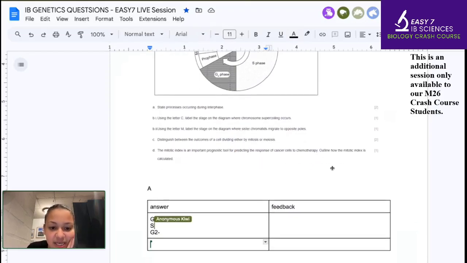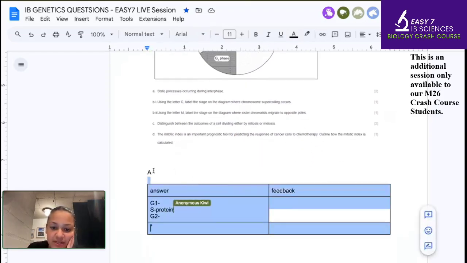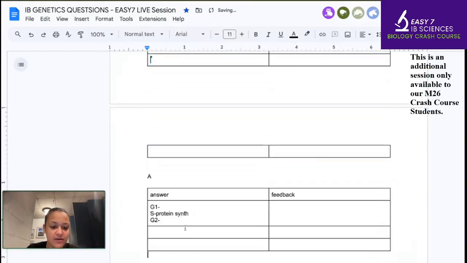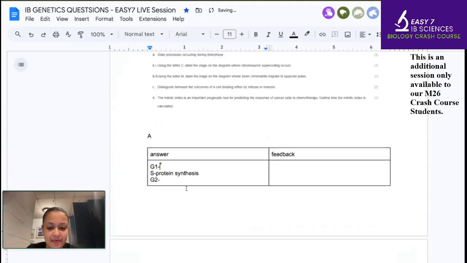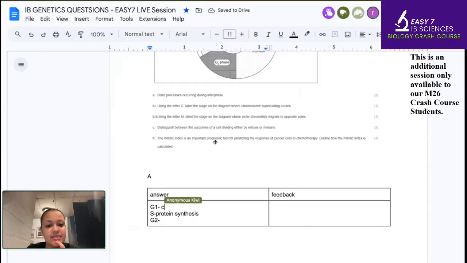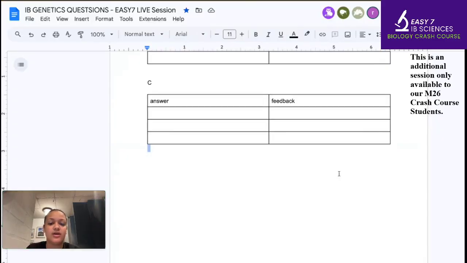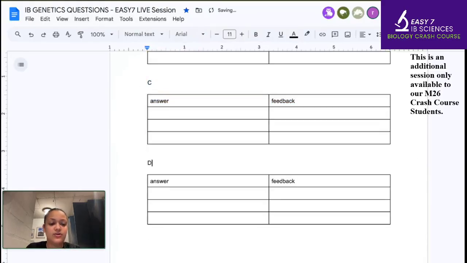And then we'll do C: distinguish between the outcomes of a cell dividing by either mitosis or meiosis. Now, this is a distinguish command term, which we actually haven't gone through together yet. Let's go. And then we have D: the mitotic index is an important prognostic tool for predicting the response of cancer cells to chemotherapy. Outline how the mitotic index is calculated. Okay. And then that will be the last question we do together. Perfect.